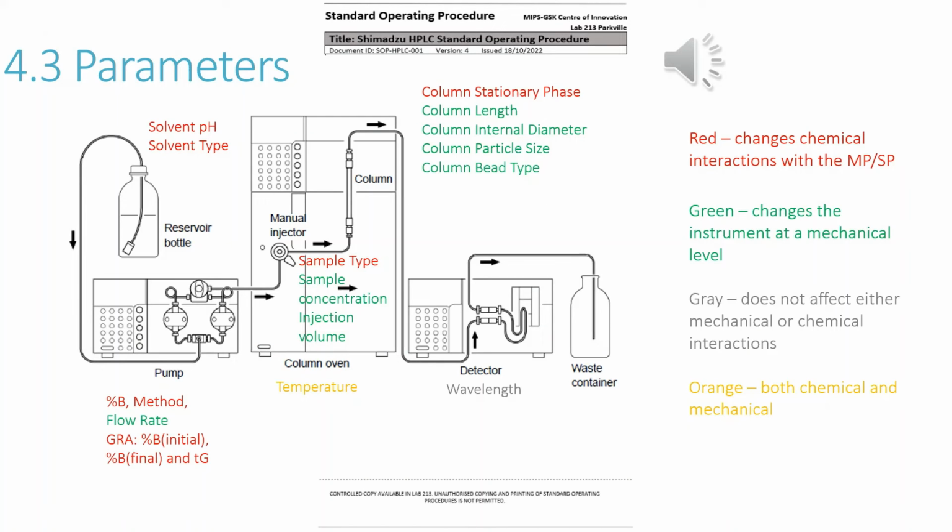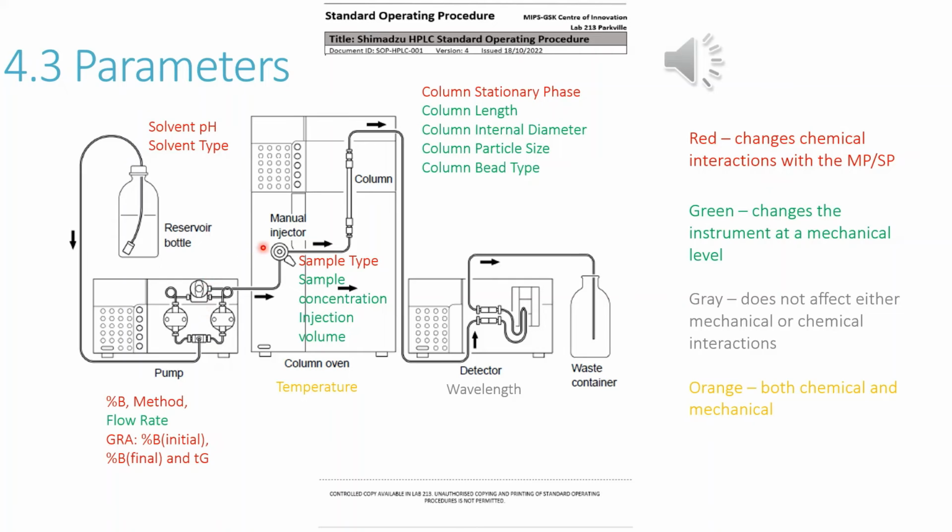Here are some parameters of a HPLC, or things that we can change. So starting from the mobile phase, we can change the pH and type, and then for the pumps, we can change the %B, the method, so either isocratic or gradient. If it is gradient, we can change the %B initial, %B final, and the gradient time.